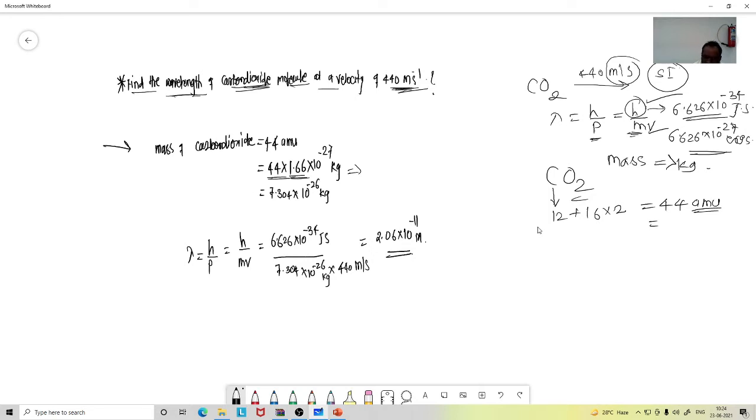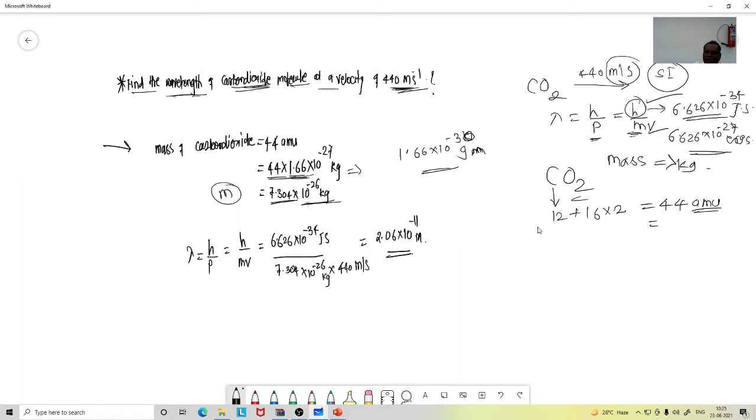If you want to convert this into the CGS unit, what do we have to multiply? Multiplied by 1.66 into 10 raised to minus 24 gram. Minus 24 gram, sorry. So remember that. The 44 multiplied by 1.66 into 10 raised to minus 27 comes out to be 7.304 into 10 raised to minus 26 kg. That is the value of mass.